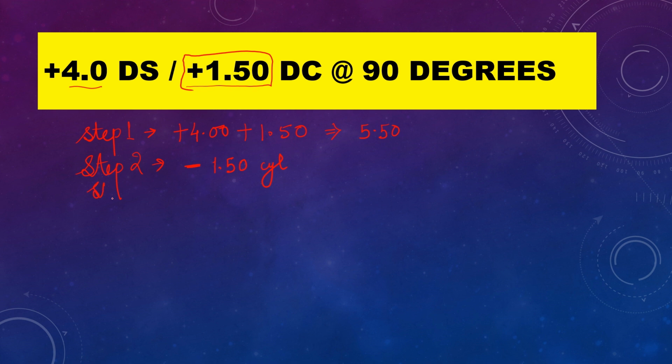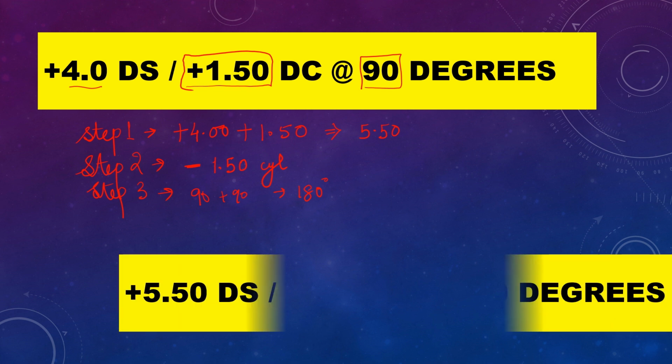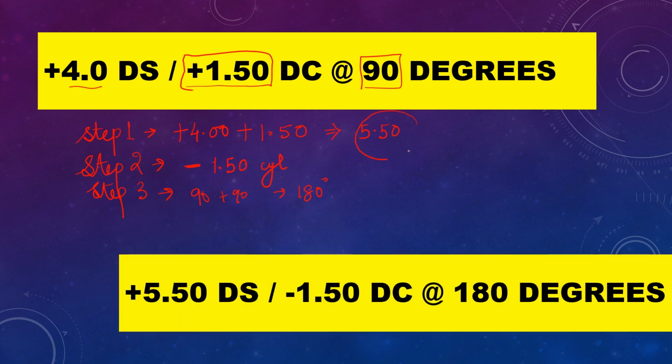Now step 3 is regarding the axis. What will be the axis here? The axis here is 90. If you remember from the previous slide, whenever the axis is 90 or less than 90, you have to add 90 to that. So 90 plus 90 will be 180 degrees. What will be your new transposed prescription? The new sphere will be plus 5.5, the new cylinder will be minus 1.5, and the new axis will be 180 degrees. I hope that is clear.